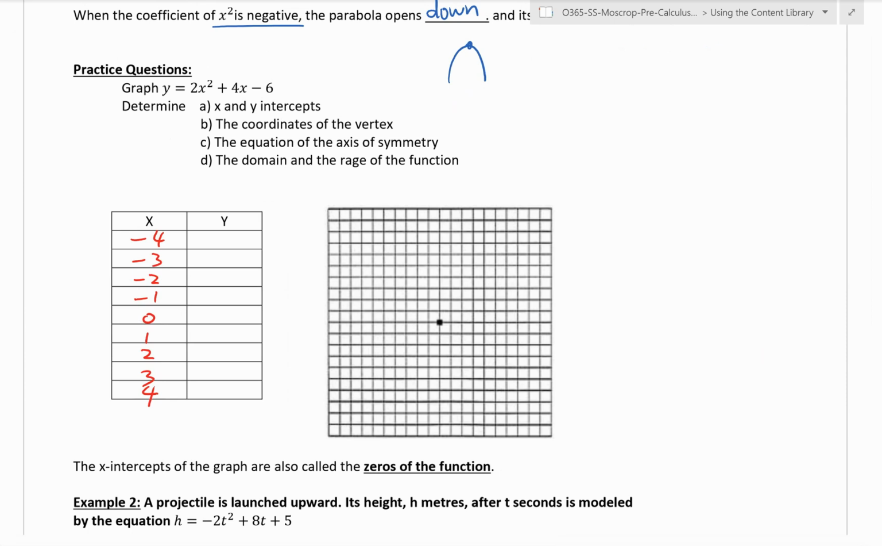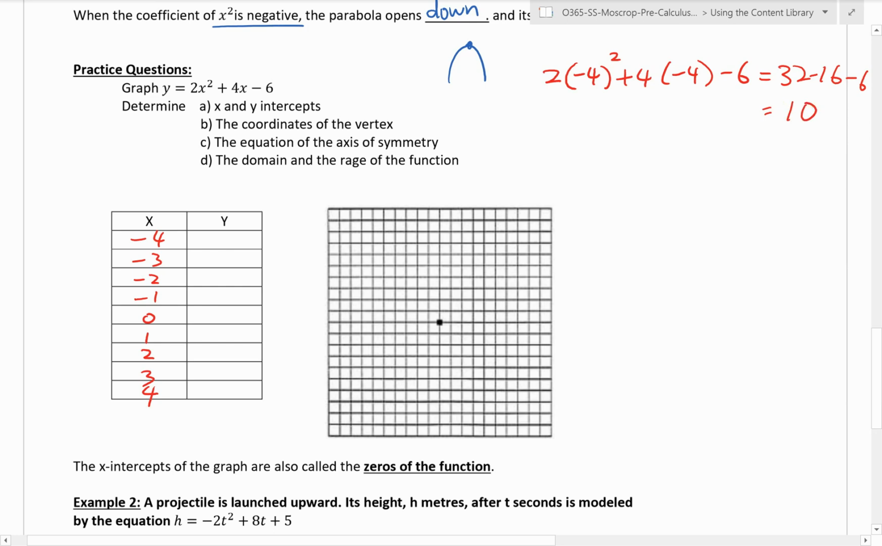Okay, so first one, I'm going to plug in -4 into x squared. -4 squared is 16. 16 times 2 is 32. 4 times -4 is -16. Minus 6. So that's 32 minus 16, which is 16. Minus 6 is 10. Okay, so this is 10. So you can do the same thing and fill in the rest of the table.